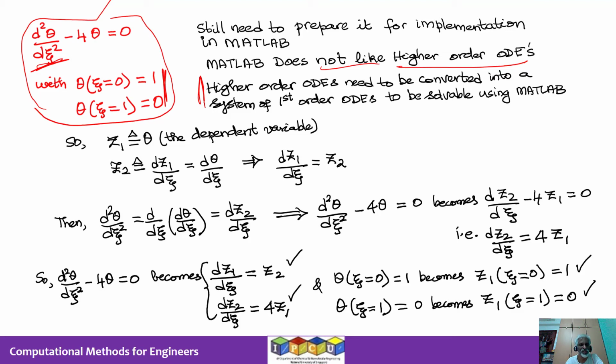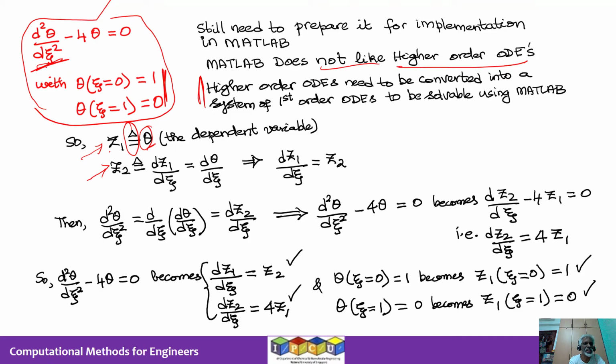So the trick is this, and we will do a lot of these problems later, so don't worry, but just get used to the trick. I'm going to define a new symbol z1, which is defined to be theta. So the new symbol is nothing but the dependent variable itself. In this problem, the dependent variable is theta. Therefore, z1 equals theta.